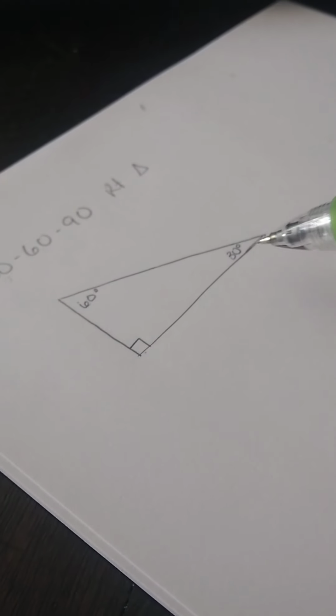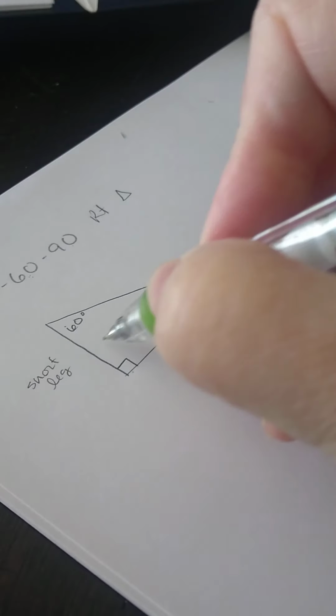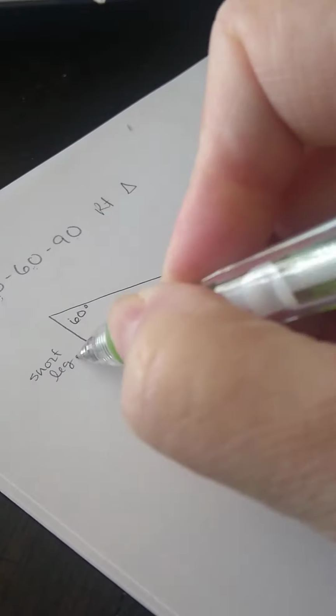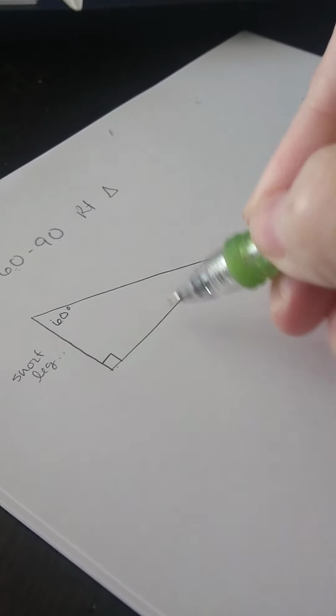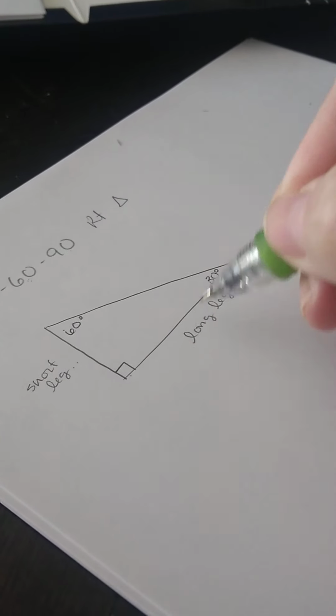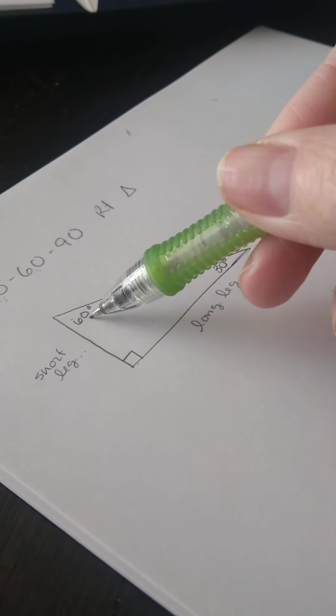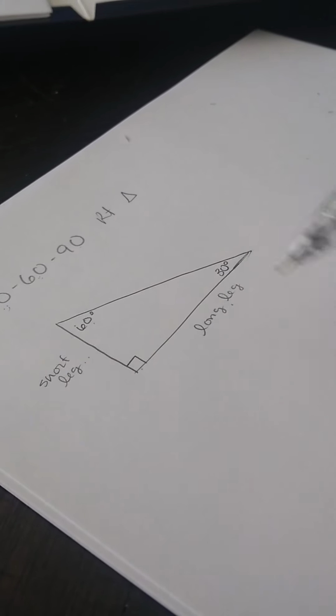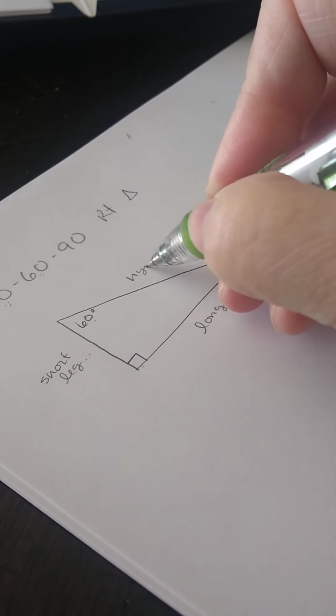So in a 30, 60, 90 triangle, this is the short leg. It's across from the 30-degree angle. The short leg is always across from the 30-degree. The long leg is across from the 60, because 60 is bigger than 30, so the longer one's going to be across. And then, of course, the hypotenuse.